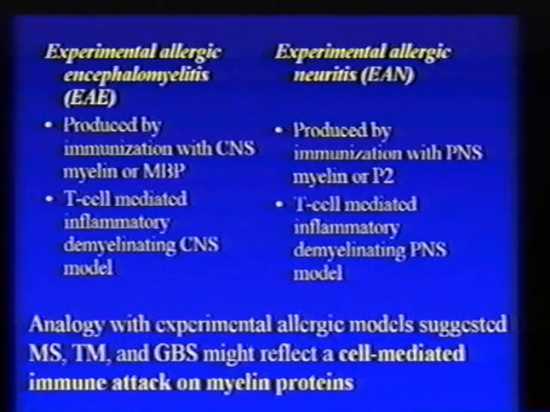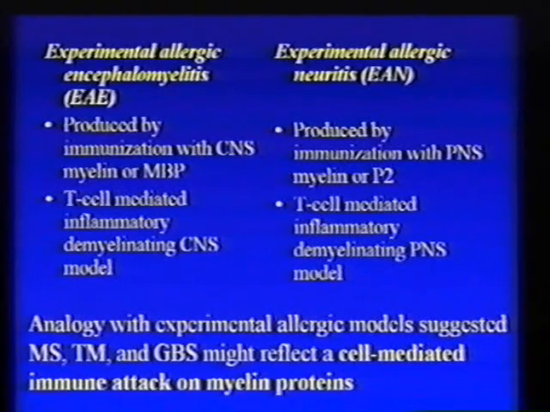Now, let me go back to 1969, at the time that Guillain-Barré's pathology was first being identified. At about the same time, experimental allergic encephalomyelitis was being looked at in a systematic fashion by Brian Waksman and others in Boston. This is the disease that Dave Ronning mentioned before, that's produced by immunization of appropriate animals with central nervous system myelin or myelin basic protein. And it was put forward as a T-cell mediated inflammatory demyelinating model of CNS disease.